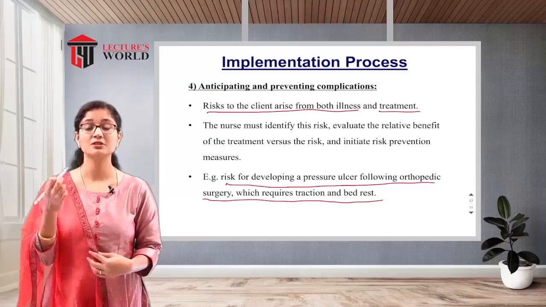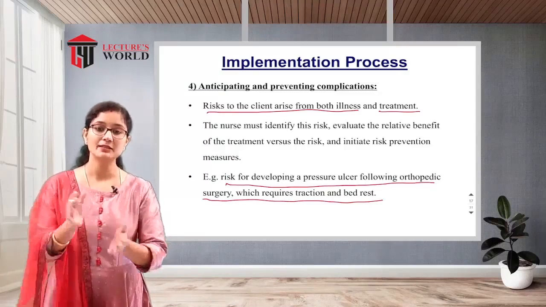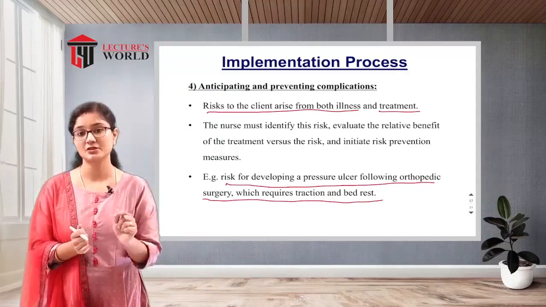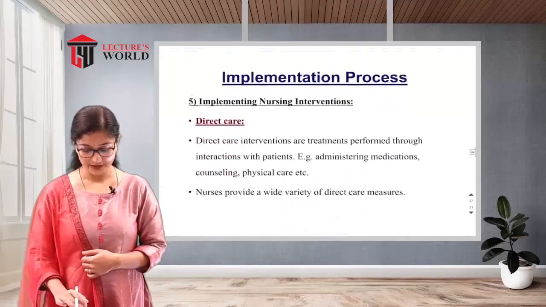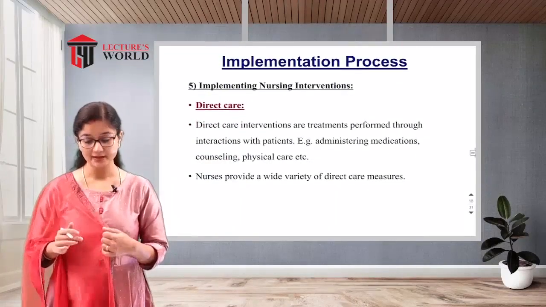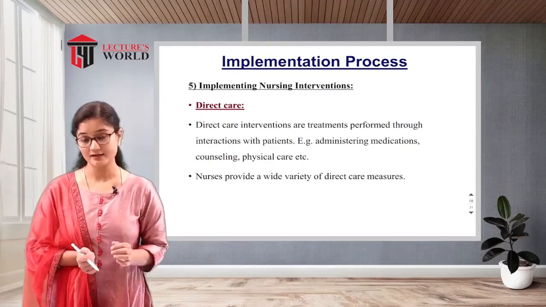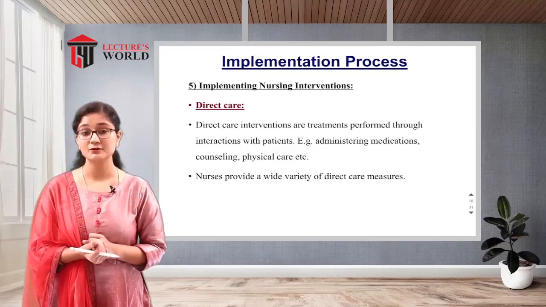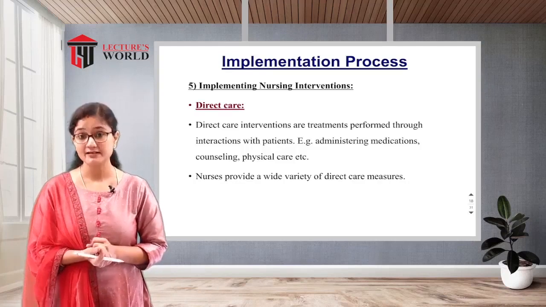So you have to think about the risk, and in order to prevent this pressure ulcer, what will we be doing? We will be turning him, or we will be giving him back care, so that he doesn't develop a pressure ulcer. Hope you understood anticipating and preventing complications. And the next is implementing nursing interventions. What do you mean by implementing? That's the last step of the process. So first we reassess, right? Next we review, and if we want, we can modify our care plan or revise our care plan.